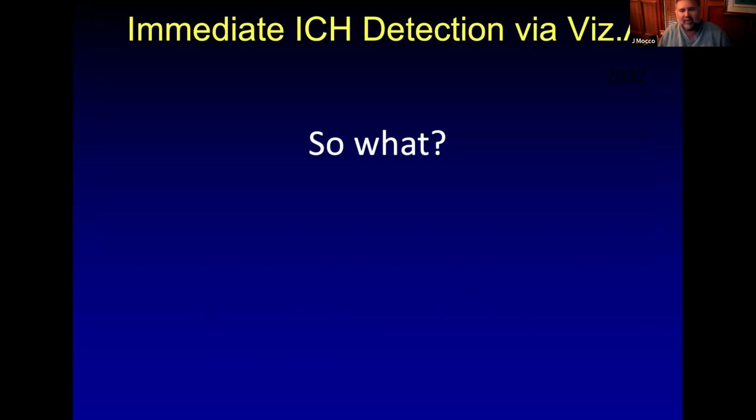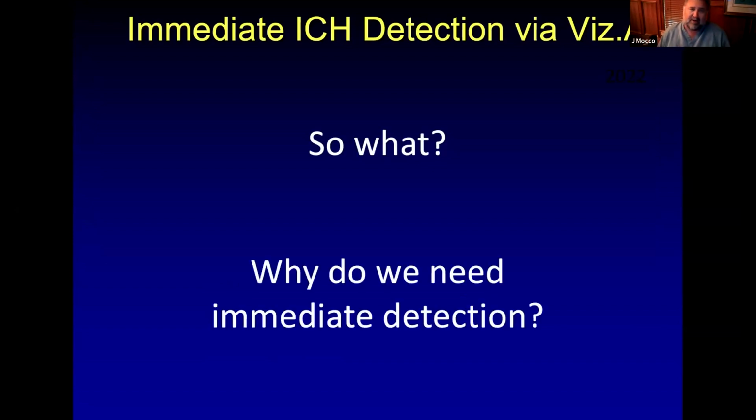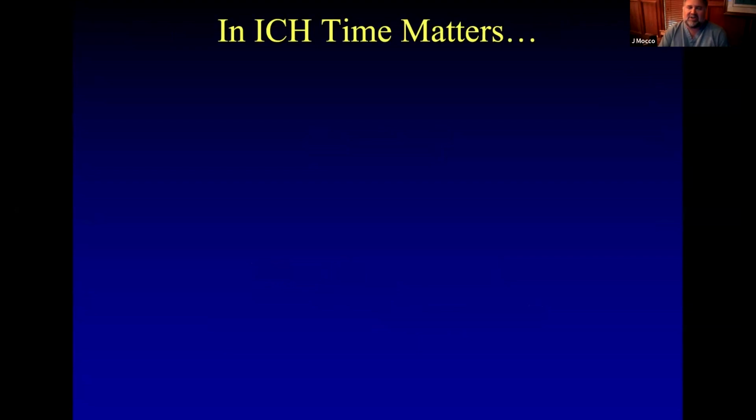Excuse me. But who cares? Why? What does it matter? Why do we need urgent detection? Why do we need AI for ICH? Many of you might be wondering, who cares? I understand why we need it for LVO, but why do we need to know any quicker if a patient has an ICH? And that's what I'd like to talk to you about.